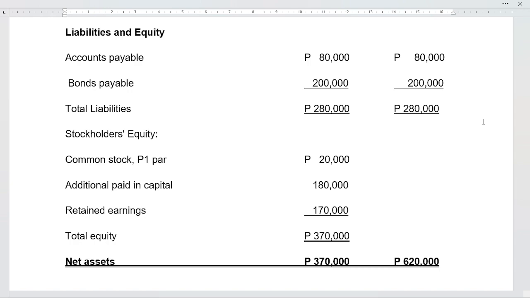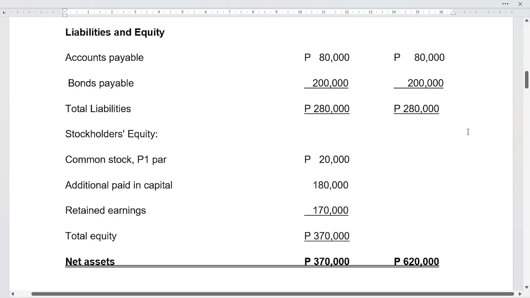For the stockholders' equity, common stock of 1 peso par has 20,000 book value, additional paid-in capital of 180,000 book value, and retained earnings of 170,000 book value, with a total equity of 370,000. For the net assets, we can get it by subtracting the total liabilities from the total assets. For the book value, we get net assets of 370,000, while in fair value, it has 620,000 net assets.